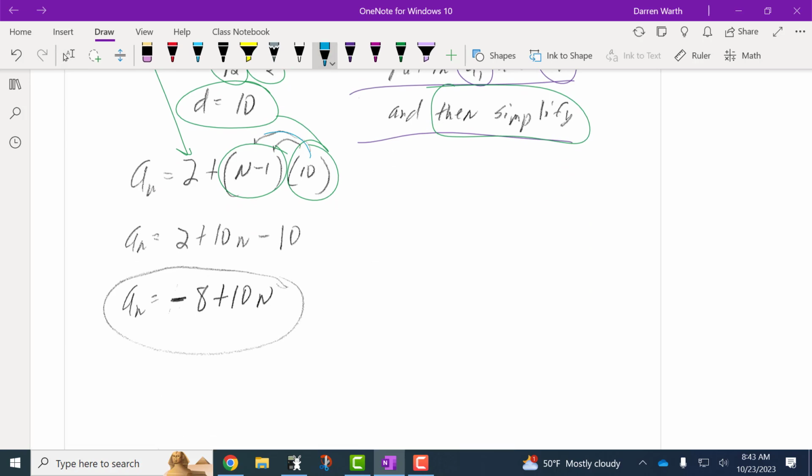So simplifying this using your distributive property, we've got 10n from that right there. And then when I take 10 times negative 1, that's going to be negative 10. Now that I've done that, all I have to do is combine 2 minus 10, and I'm going to get negative 8, and the 10n stays the same. So my formula that I can use on any equation I want to is negative 8 plus 10n.